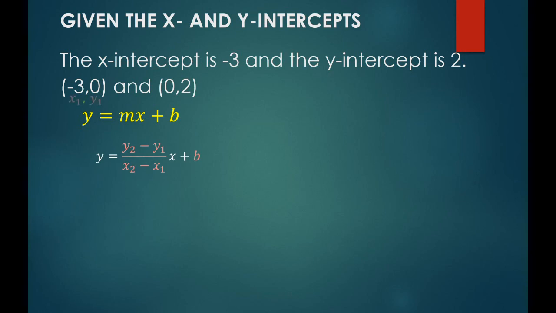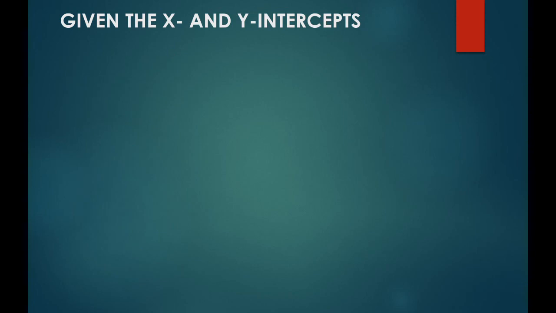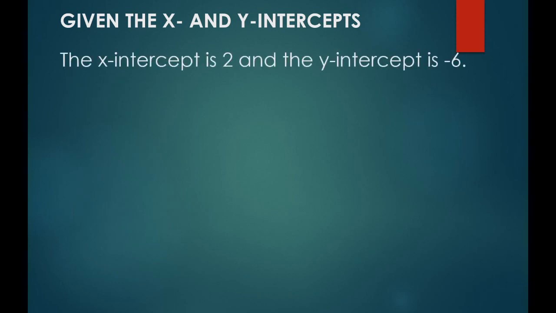So, y equals, yan, kunin mo lang yung slope. So, 2 minus 0 equals 2. And 0 minus negative 3 is 0 plus 3. So, y equals 2/3 x plus 2. Naka-slope intercept form siya. Pero kaya mo rin namang gawing ax plus by equals c yun. Depende sa kung anong hinihingi sa iyo. So, the x-intercept is 2 and the y-intercept is negative 6.